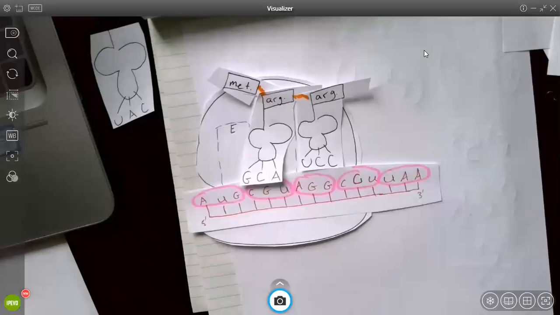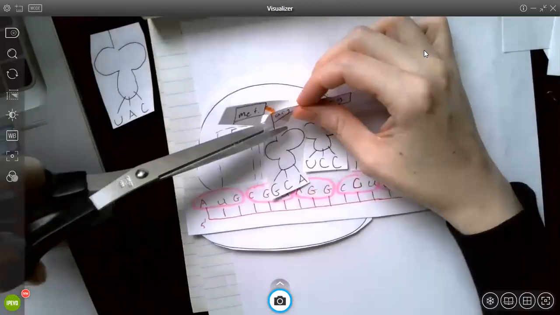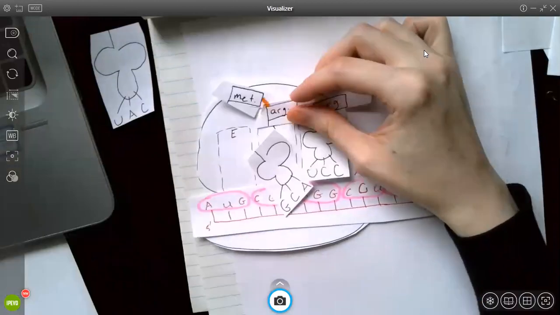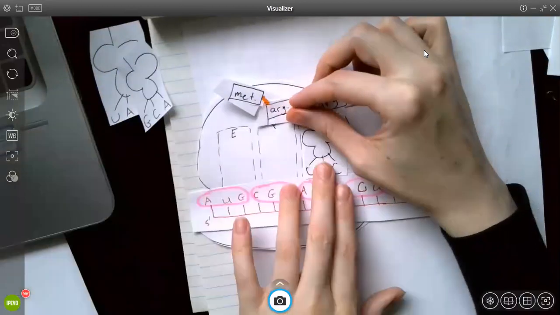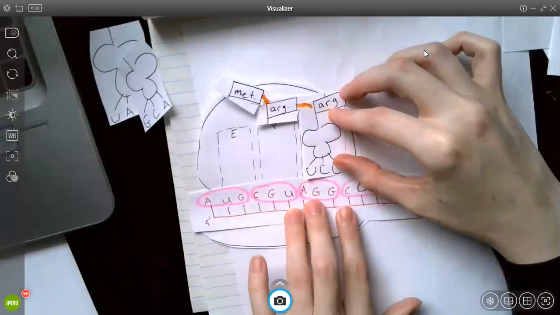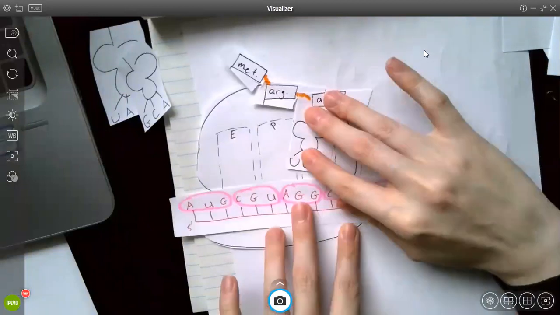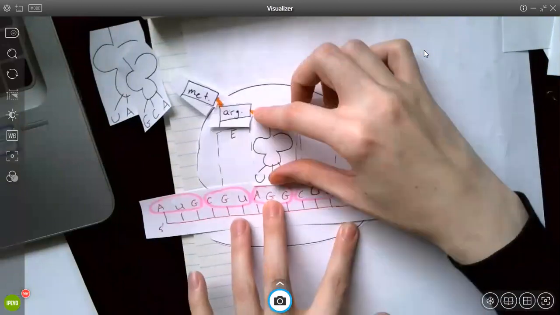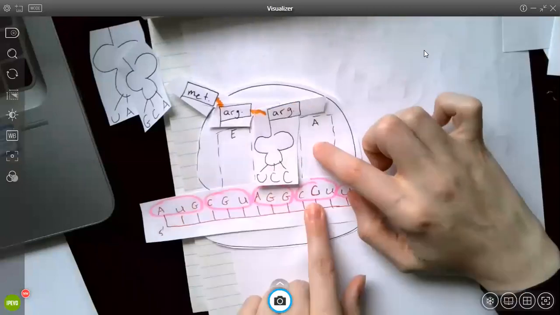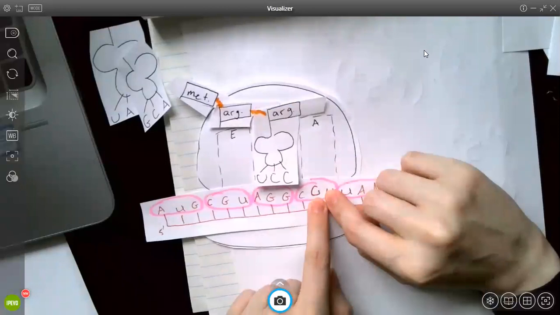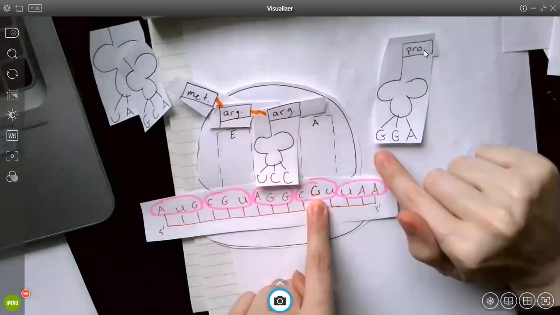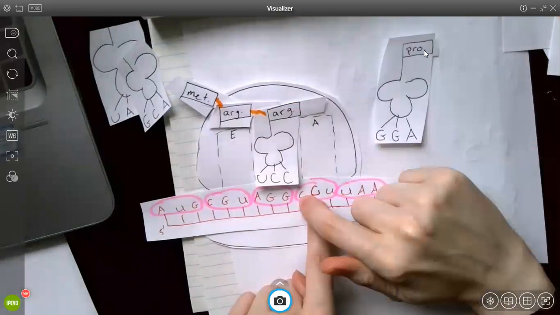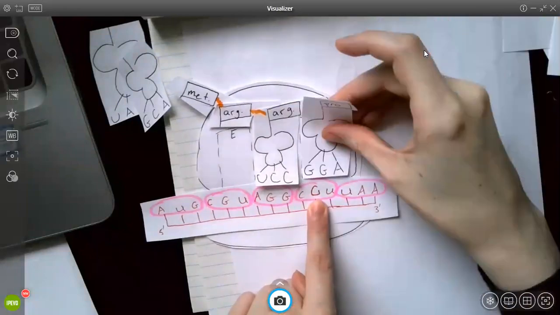Once this new peptide bond forms, this tRNA can let go. It'll go to the E site and exit. And then this guy, still attached to the mRNA, will move over to the P site, which then opens up the A site. So that'll be read CCU, which will call over this tRNA because CCU is complementary to GGA. So this guy is going to enter the A site.